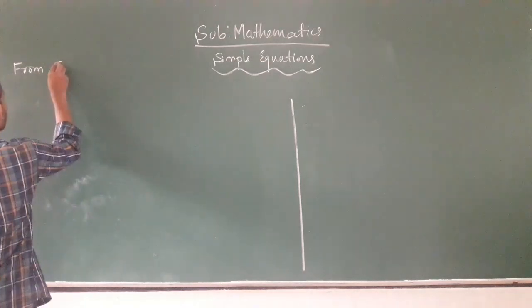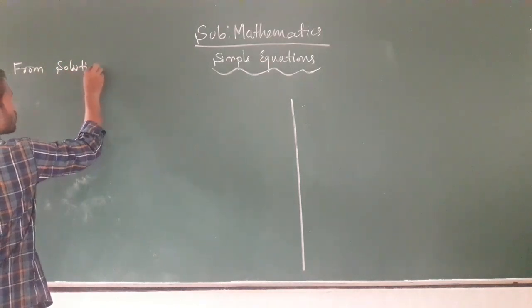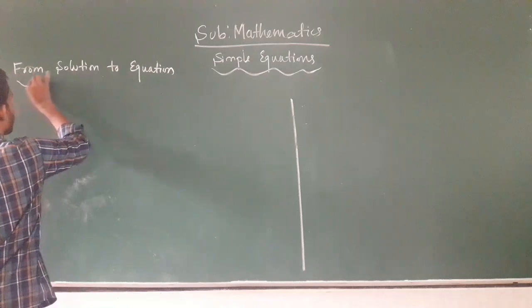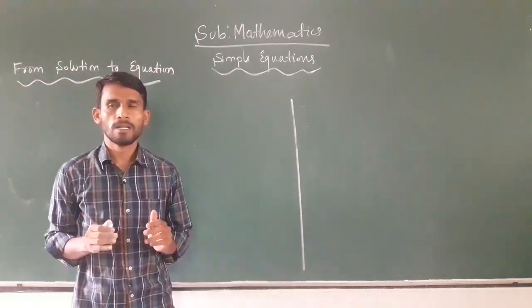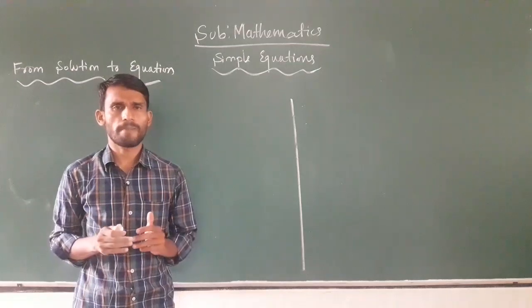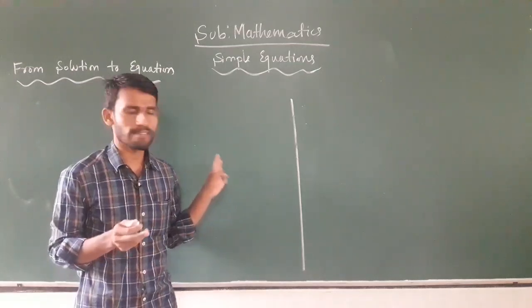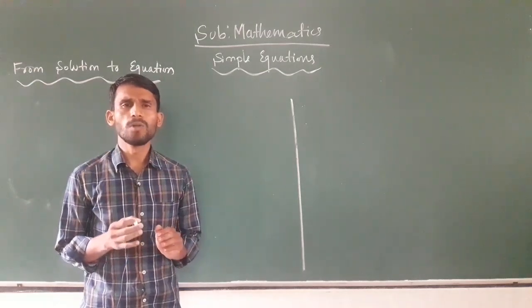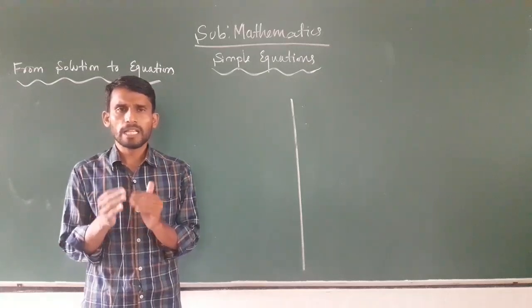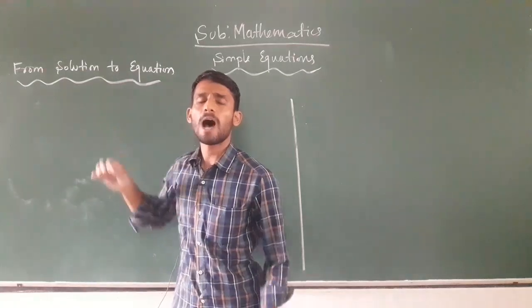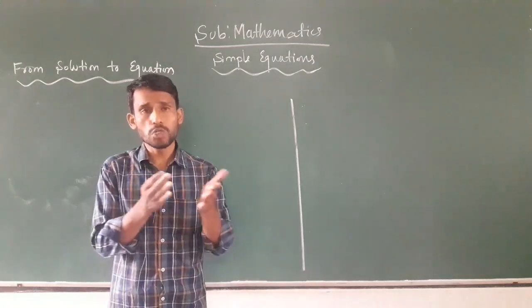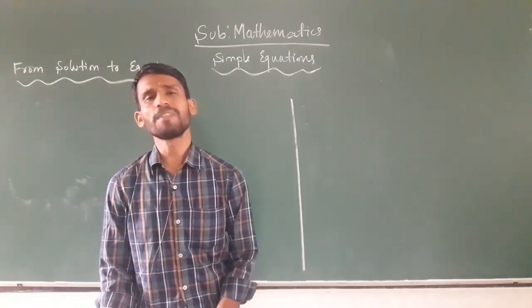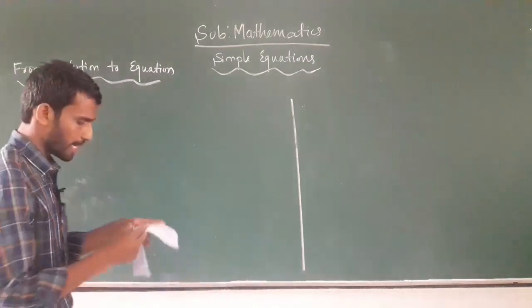Solution to equation. Dear student, I solved so many examples in exercise 4.2, and some examples also I solved here. In all these examples, I solved only from equation to solution. Now, at this point I want to show how we can get from solution to equation. Let us see one example here of how we can get the equation from the solution. See, I am taking the first example here.